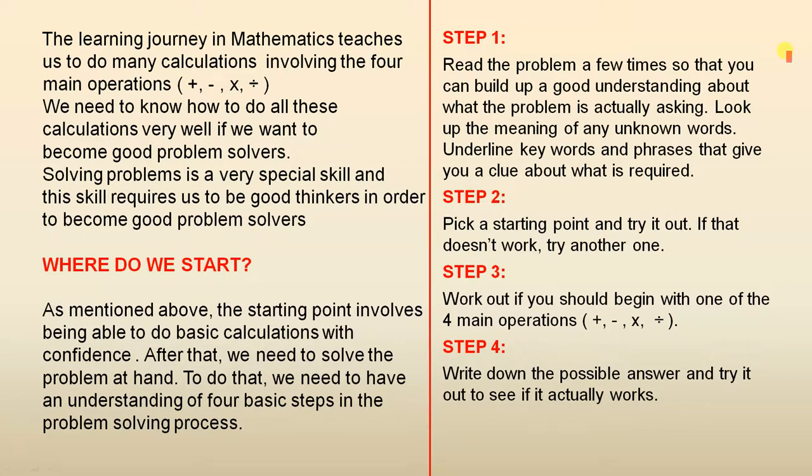Step 2. Pick a starting point and try it out. If that doesn't work, try another one. Step 3. Work out if you should begin with one of the four main operations: addition, subtraction, multiplication or division. And step 4. Write down the possible answer and try it out to see if it actually works.